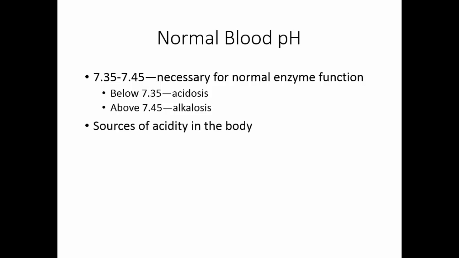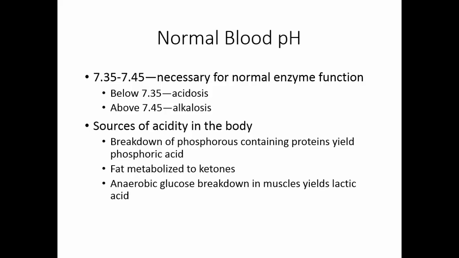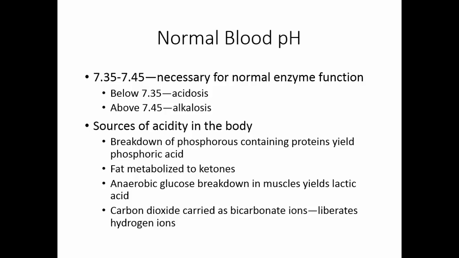There are several sources of acidity in the body. Many of them are metabolic. For example, the breakdown of phosphorus-containing proteins will yield phosphoric acid. Fat, when it's metabolized, we get ketones, and ketones are acidic. And the anaerobic breakdown of glucose in the muscles yields lactic acid. All of these are metabolic sources of acids. Because carbon dioxide is carried in the blood as bicarbonate ions, we make some carbonic acid, which means some hydrogen ions are liberated as a result of carbon dioxide transport.